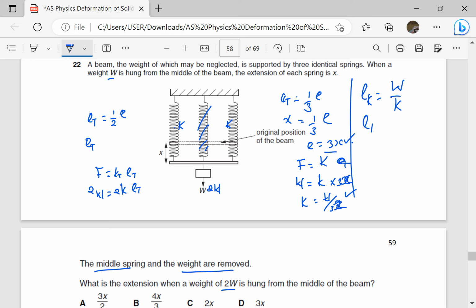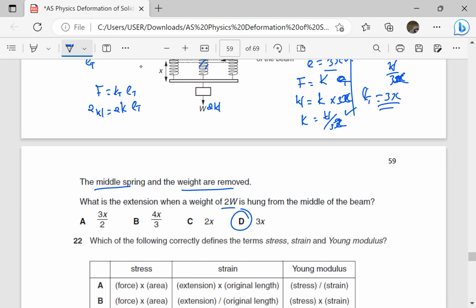So E total, not EK, E total is going to be equal to W divided by K, which is W over 3X. So 3X goes up, and W cancels, so it means total extension here is going to simply be 3X. Therefore, the answer is going to be D.